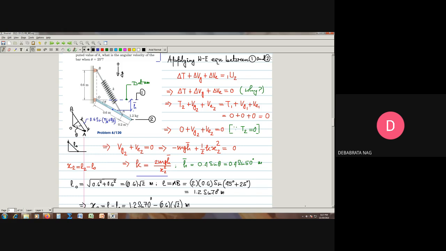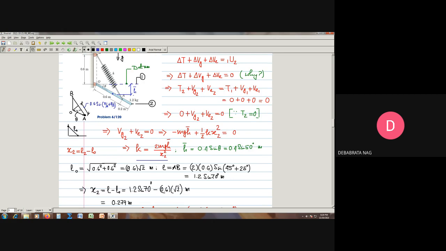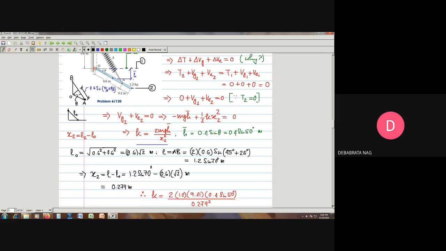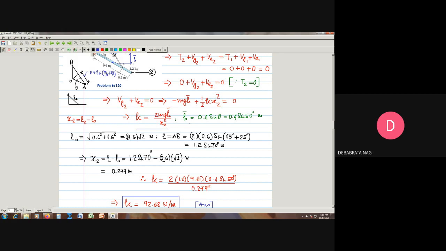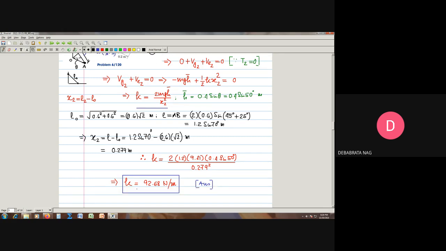So accordingly, from this equation we can find out our x2. That means we can find out the extension of the spring. Now, having found the extension of the spring, if we substitute all these numericals into our above equation, we note that the spring constant that we are looking for turns out to be 92.68 Newton per meter. So this is our desired stiffness of the spring that we are going to use. So our first part of the question ends here.